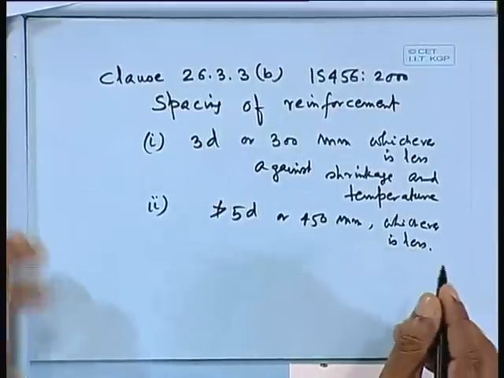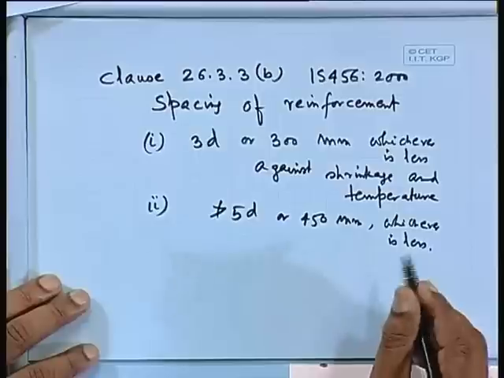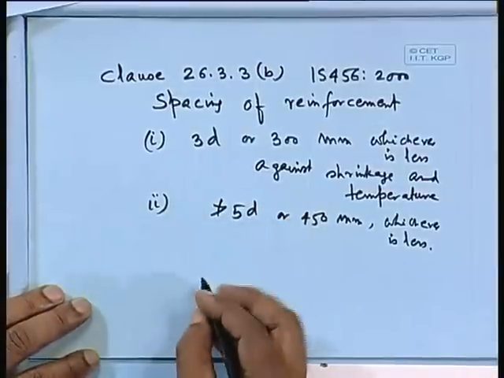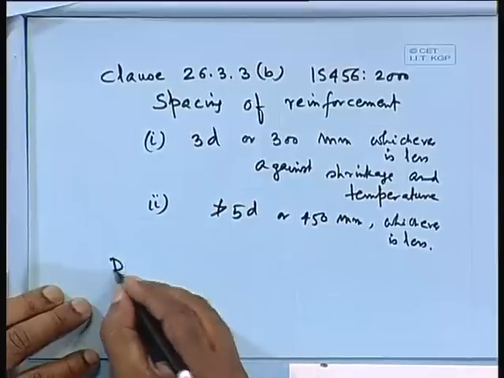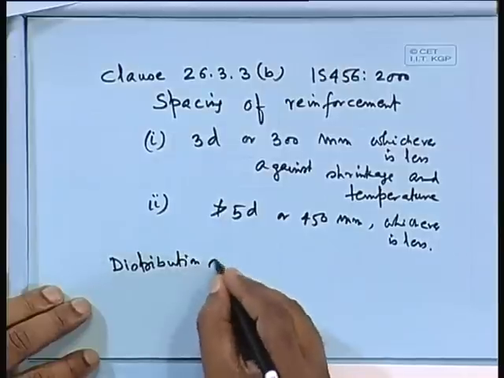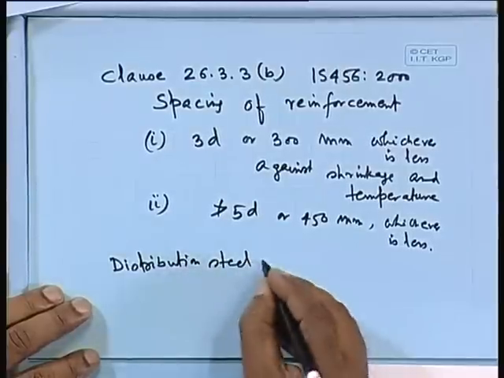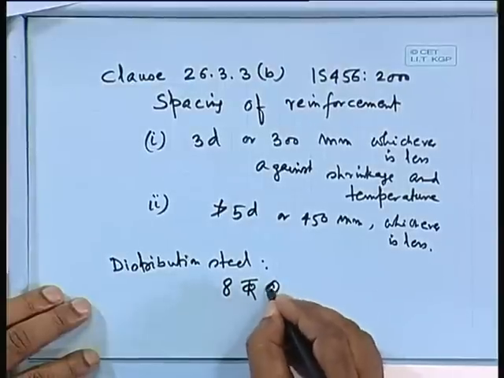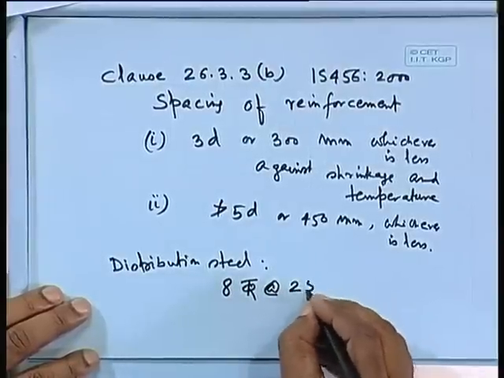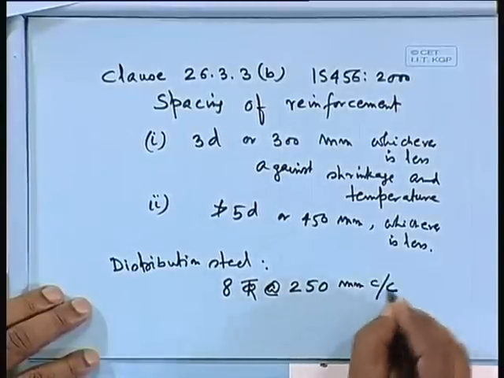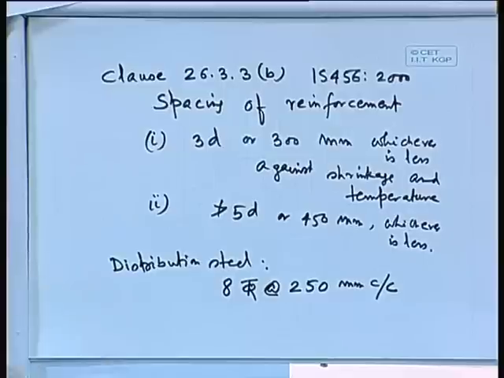In our case it is coming 260 millimeter center to center. So, we can provide less than these values. So, we can provide that distribution steel, that is 8 torr at the rate of, let us provide 250 millimeter center to center. So, we can provide 8 torr at the rate of 250 millimeter center to center.